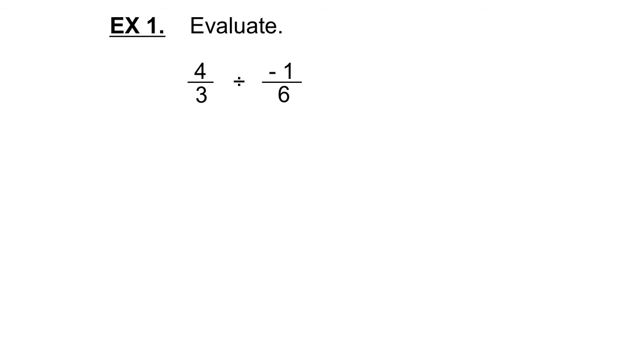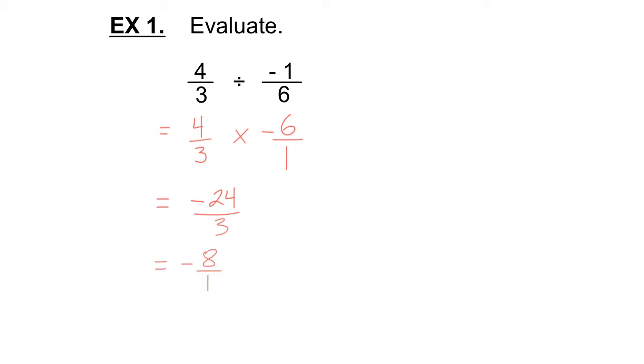So let's just work through some examples. Here, let's evaluate. Remember, evaluate just means get the value. 4/3 divided by -1/6. So we are dividing by a fraction, which is the same as multiplying by the reciprocal. Now that we're multiplying, we multiply straight across. Numerator times numerator, denominator times denominator. And now we get our new fraction. And we have to just remember to put it in lowest terms.